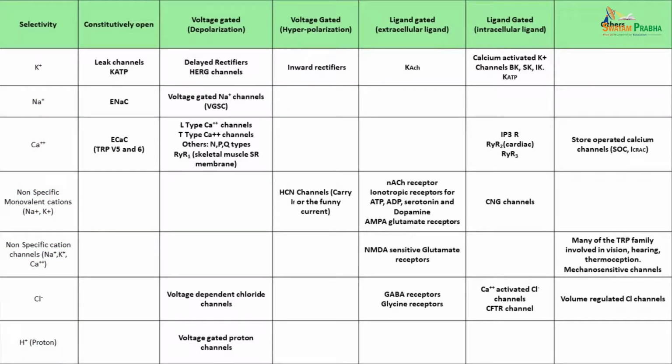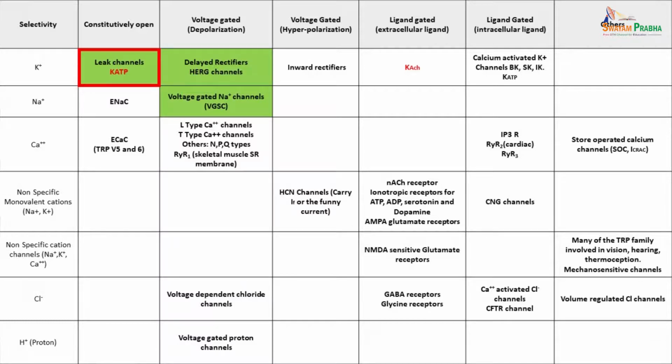In the last module we have also covered the important ion channels that are required for the neuronal action potential. We talked about the voltage-gated sodium channels, we talked about the delayed rectifier potassium channels, and we also talked about the leak potassium channels, which help in maintaining the resting membrane potential.